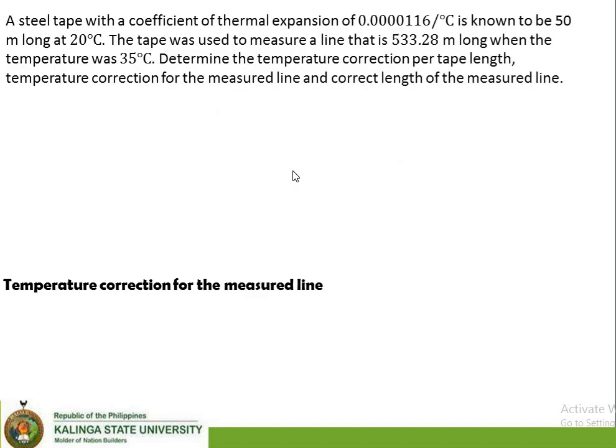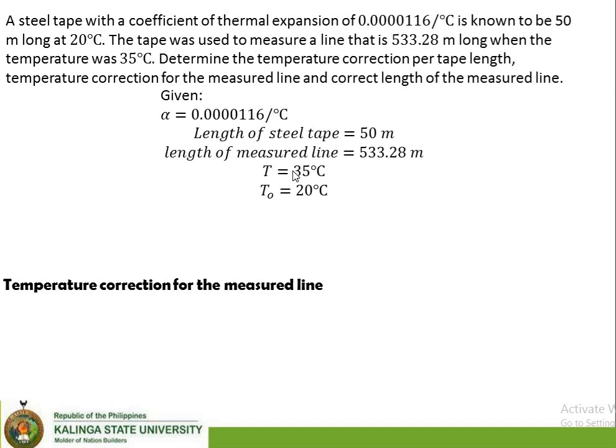Okay, let's have an example. A steel tape with a coefficient of thermal expansion of 0.000116 per degree Celsius is known to be 50 meters long at 20 degrees Celsius. The tape was used to measure a line that is 533.28 meters long when the tape temperature was 35 degrees Celsius. Determine the temperature correction per tape length, temperature correction for the measured line, and correct length of the measured line. So, always, these are the given.